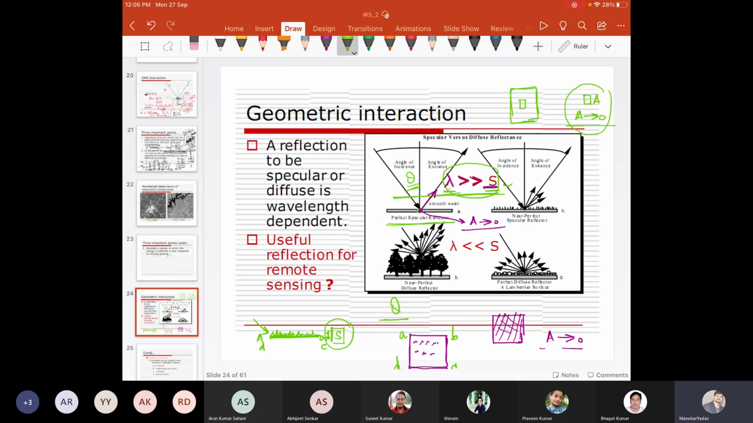Now see over here, the wavelength is very large compared to this roughness S. In that case, what will happen? What kind of reflection do we get?